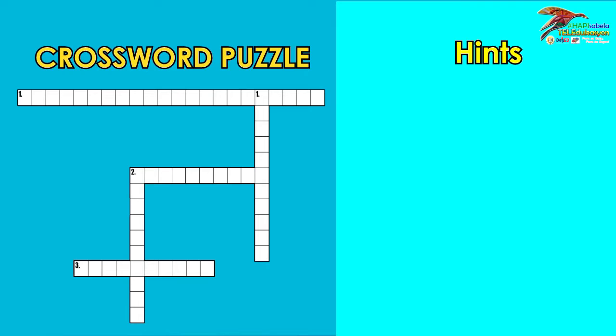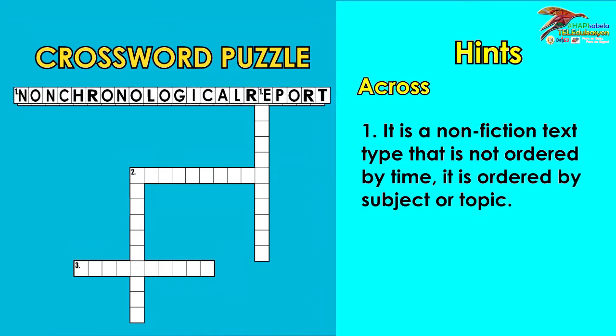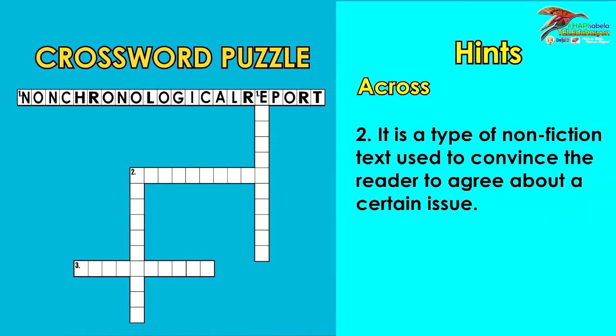Let's answer across first. It is a non-fiction text type that is not ordered by time. It is ordered by subject or topic. Non-chronological report. That's correct. Next one, it is a type of non-fiction text used to convince the reader to agree about a certain issue. Think, think.